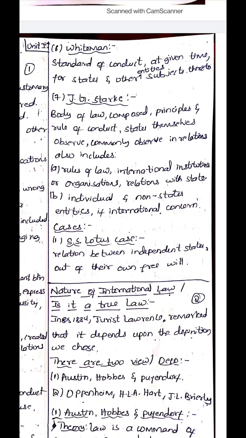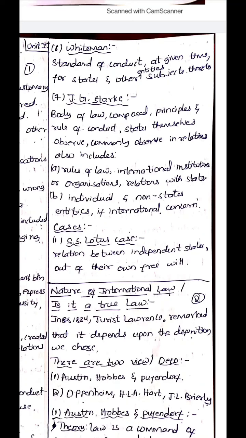The next definition is of J.G. Starke. What J.G. Starke says is that he gives a detailed explanation of international law in his definition. He says that it is a body of law which is applicable to states first. Then he continues, saying it also includes international institutions and organizations, and it also includes individuals and non-state entities. So he gave a broader definition of international law, and it is the most important definition.